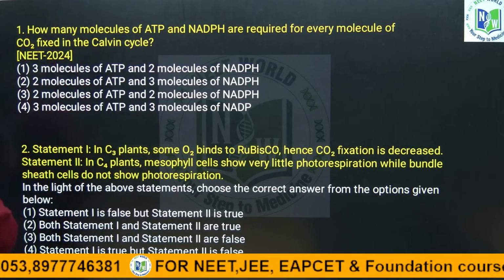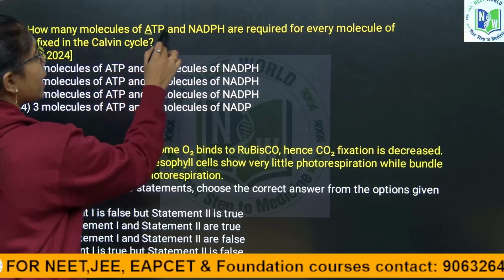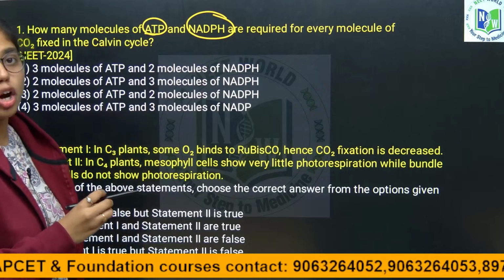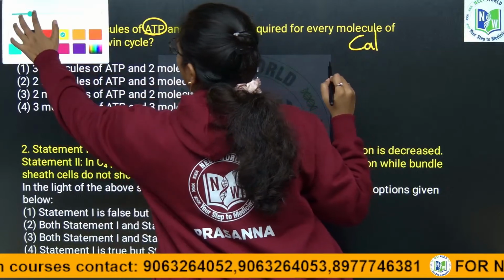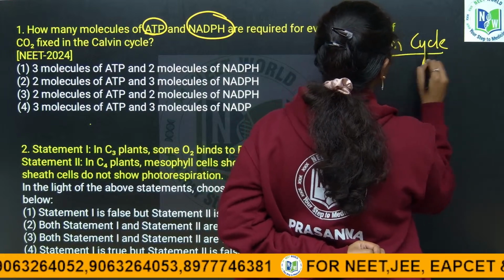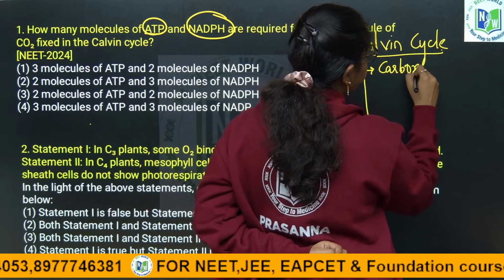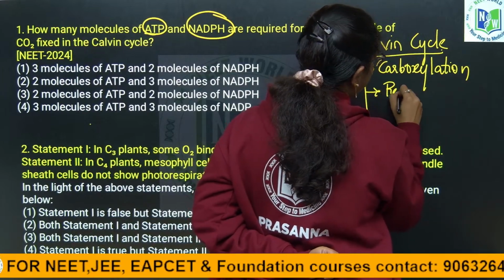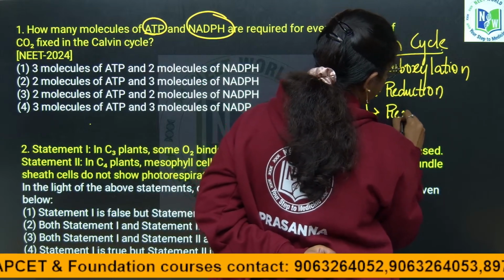the most recent question is asked on the energetics of Calvin cycle, wherein how many molecules of ATP and NADPH are required for every molecule of carbon dioxide fixed in Calvin cycle. If you look at the Calvin cycle, we all know Calvin cycle is operated in 3 steps. What are they? Carboxylation, reduction and regeneration.